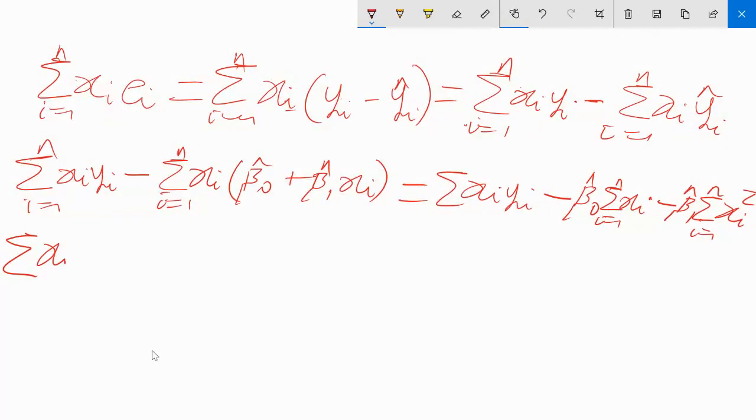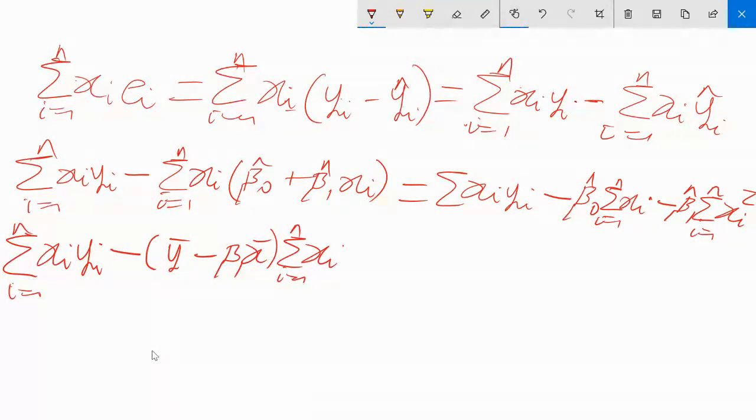Let me take it down here. I have summation of xi yi minus, I'm changing beta 0 hat to y bar minus beta 1 hat x bar, multiplied by summation of xi, i ranging from 1 to n. Minus the last term, which is beta 1 hat. So I have this. Now I can multiply these two terms by summation of xi.